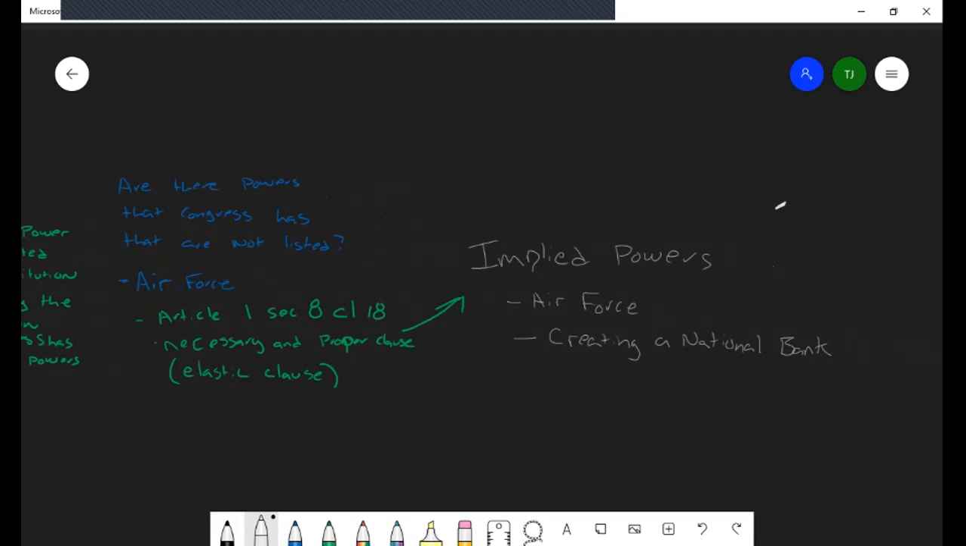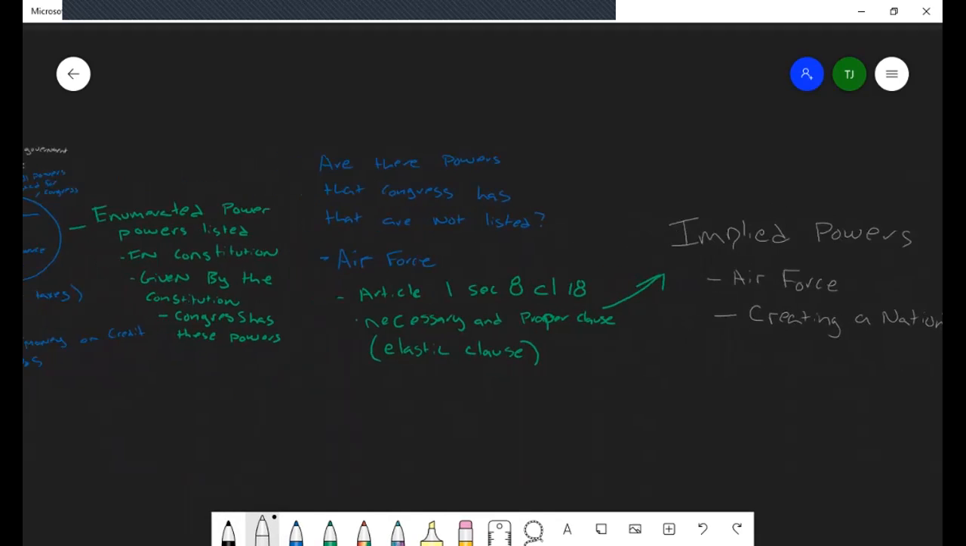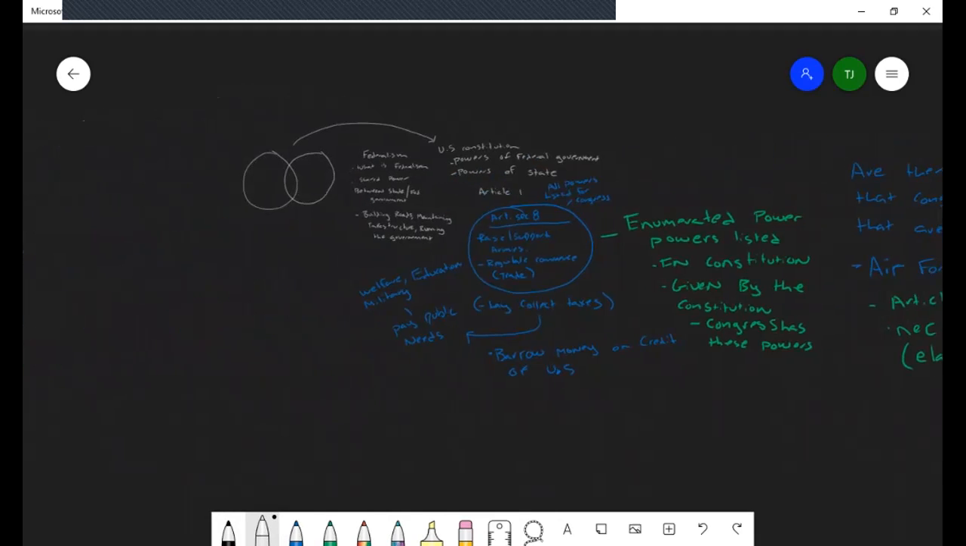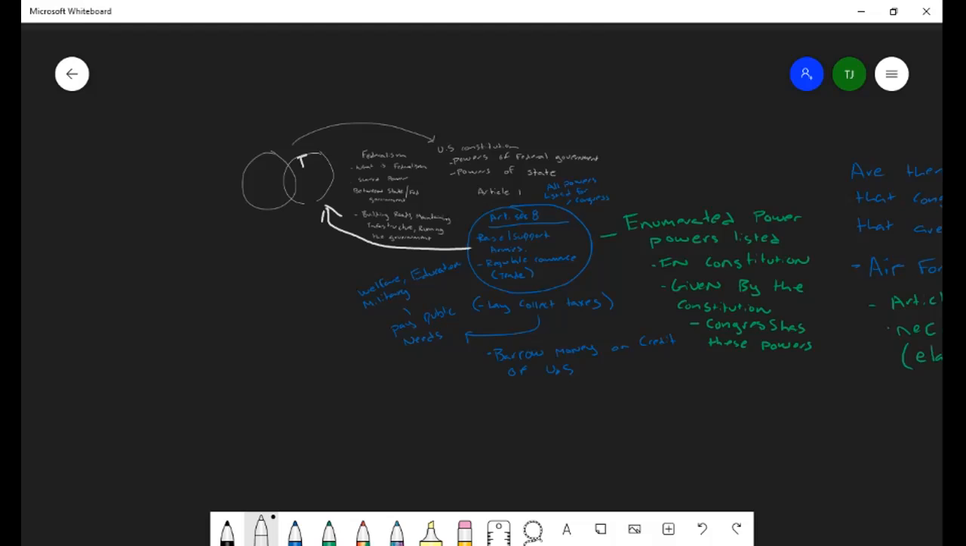Any questions? Okay, so all of these things go into, let me redraw that, go into this area, and that's your federal powers. These are the things that the federal government can do.